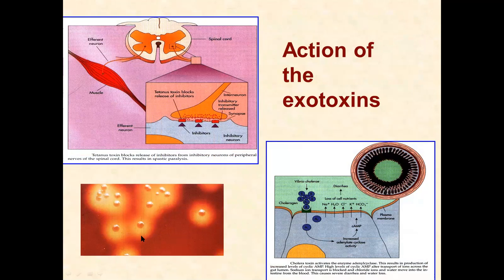Staphylococcus aureus produces alpha toxin, which is a hemolysin. It causes lysis of erythrocytes in blood agar like this, and in the human body also. And Vibrio cholerae produces enterotoxin, which acts as adenylate cyclase, and under the influence of this toxin, the concentration of cyclic AMP increases, and it leads to release of excessive water into the lumen and watery diarrhea. So each exotoxin is very specific in its action.